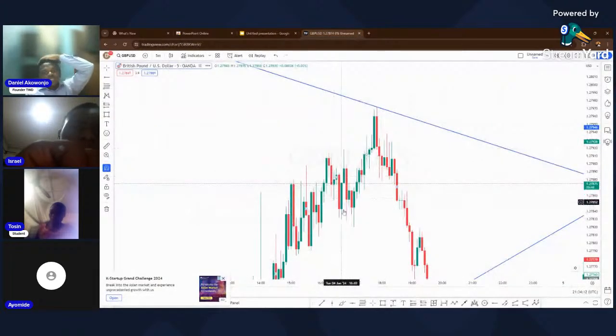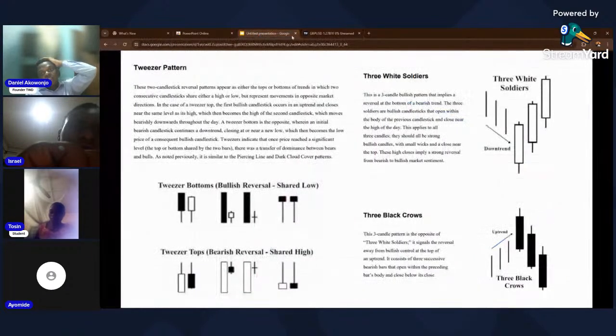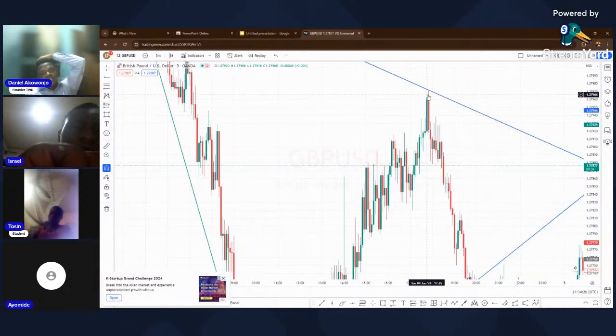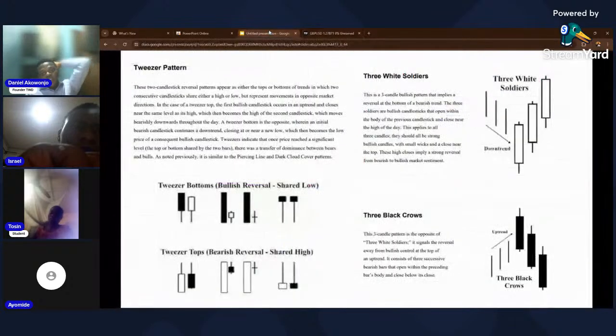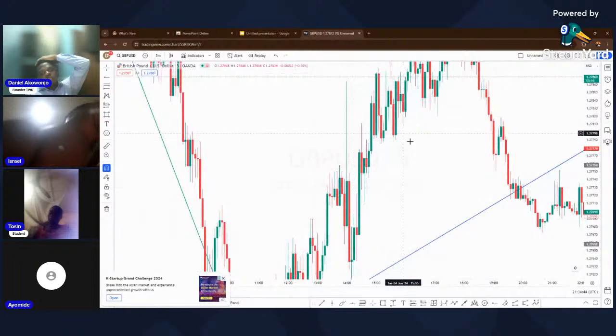So you can see these three white soldiers, which are the red candlesticks, 1, 2, 3. They are seen at the resistance level. This is a resistance level, you understand? Now the three black crows are seen in a support zone, 1, 2, 3. You see that? Then you go for a buy, then you take your money.